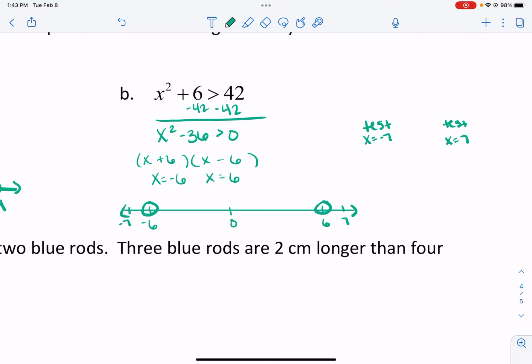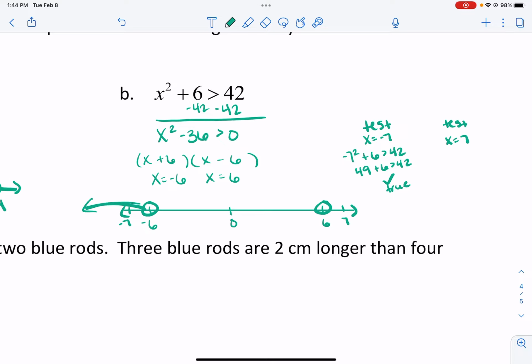So we're going to take our original equation. So negative 7 squared plus 6 is greater than 42. That's 49 plus 6. That is greater than 42. So that makes this true. So we're going to shade towards what's true. We tested negative 7, so we're going to shade this way.